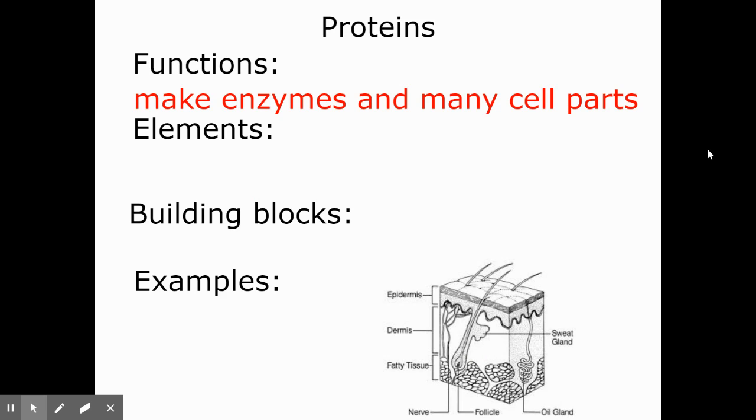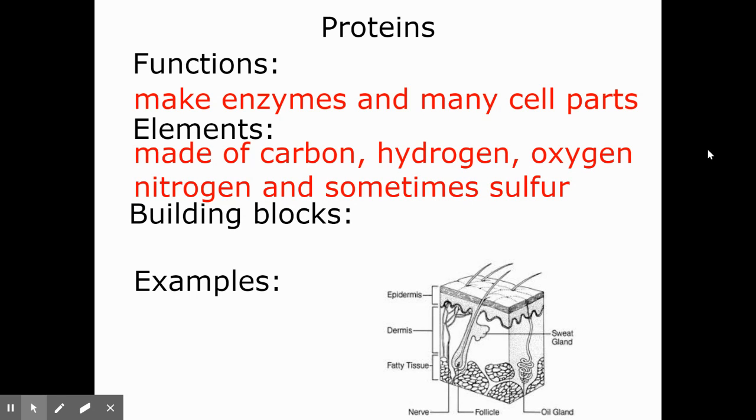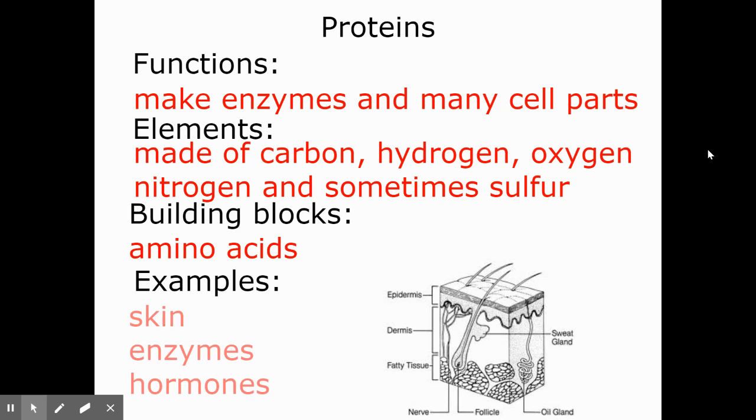Proteins. Proteins make enzymes and cell parts. That's their job. You ever watch bodybuilders? They talk about they need protein to build muscle, because that's what proteins help us do. Again, made of carbon, hydrogen, oxygen, nitrogen, sulfur, other things. What makes up proteins? Something called an amino acid. You may have heard of those. And some examples of proteins: skin, enzymes, hormones. Those are all proteins.